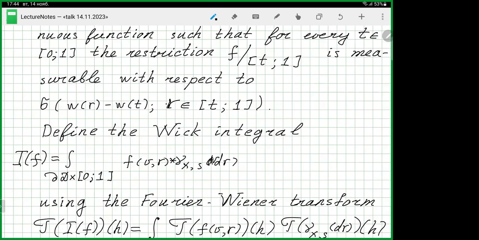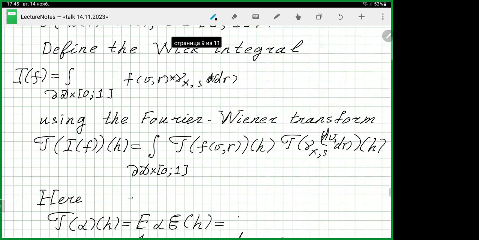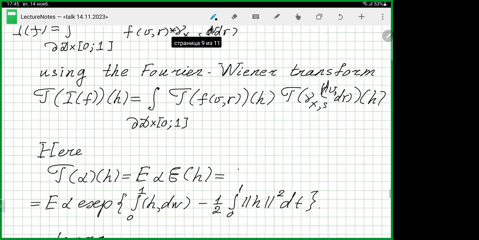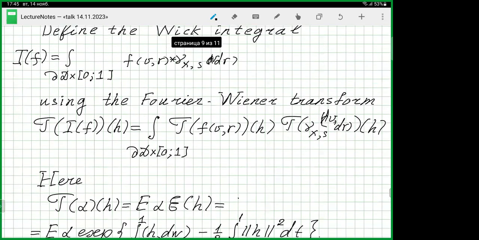using the Fourier-Wiener transform. What is the Fourier-Wiener transform? This is a very powerful tool of stochastic analysis. And I just recall that this is an expectation of the product of the random variable or random element and the stochastic exponent of the following kind in our case. So the definition of this random variable is the following.